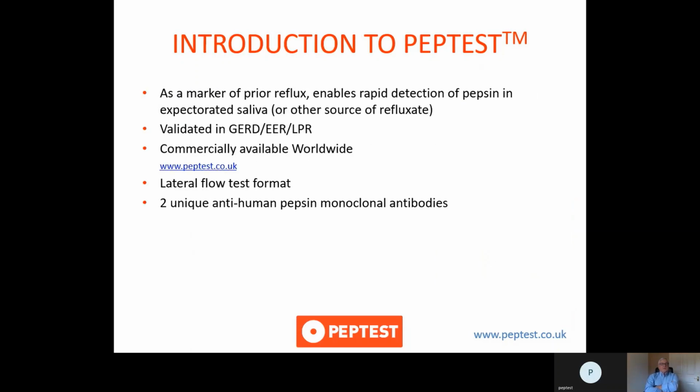An introduction to PEPTEST: it is a marker of prior reflux, which enables rapid detection of pepsin in especially saliva samples, but obviously you can use other formats, as mentioned earlier. We've got it fully validated in GERD patients, EER, which is extraesophageal reflux patients, and LPR, which is laryngopharyngeal reflux patients. We now have it commercially available worldwide, which again is a point I'll cover later in the presentation. The format is a lateral flow test format, and it contains these two very unique anti-human pepsin monoclonal antibodies.